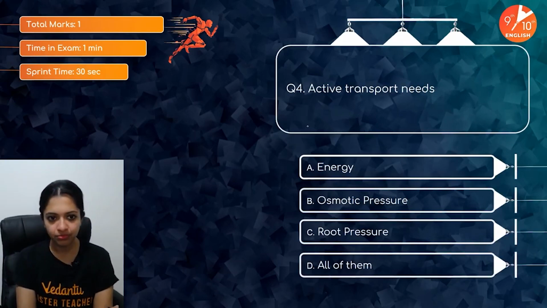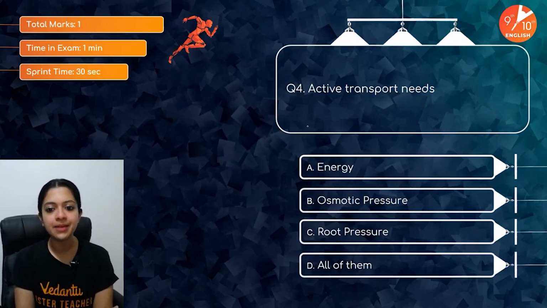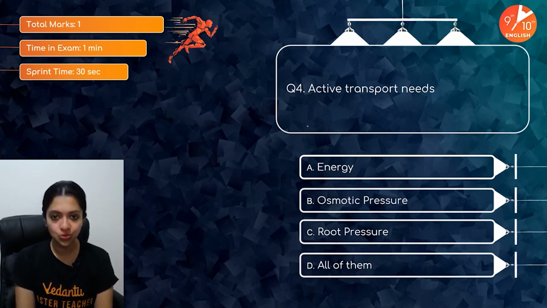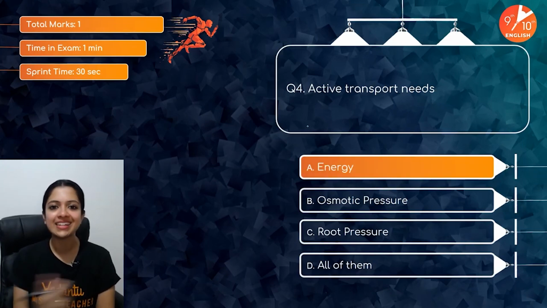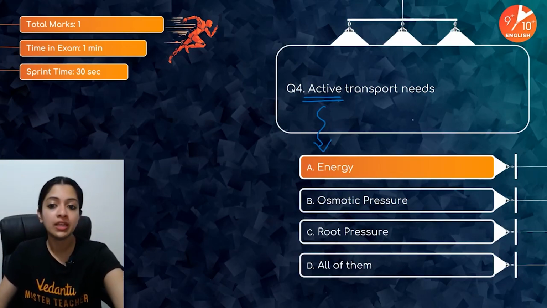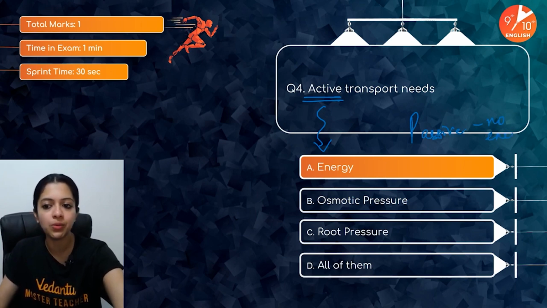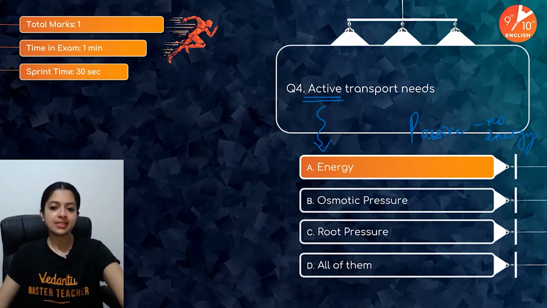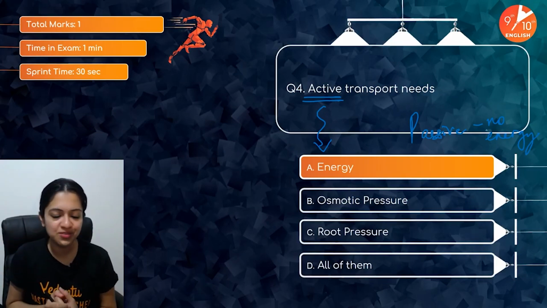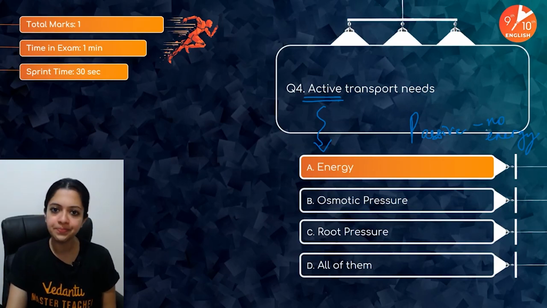Question 4. Active transport needs energy, osmotic pressure, root pressure, or all of them. Active transport. Your time ends in 3, 2, 1 and go. The answer is energy. Always remember, active transport would need energy. Passive transport wouldn't require energy. So remember this. Very, very active because energy is involved over here.